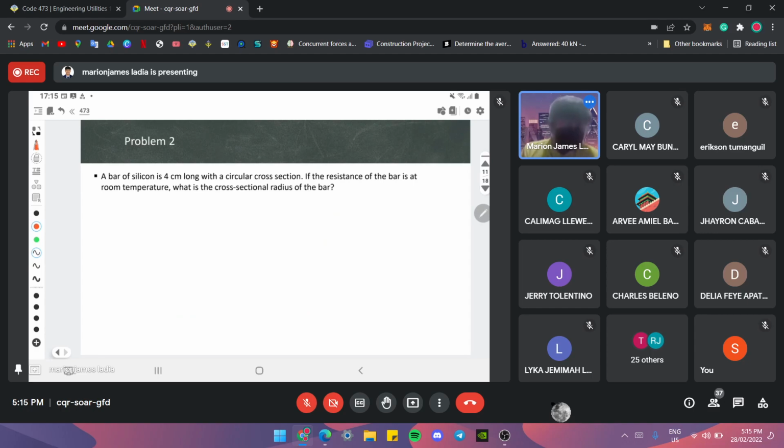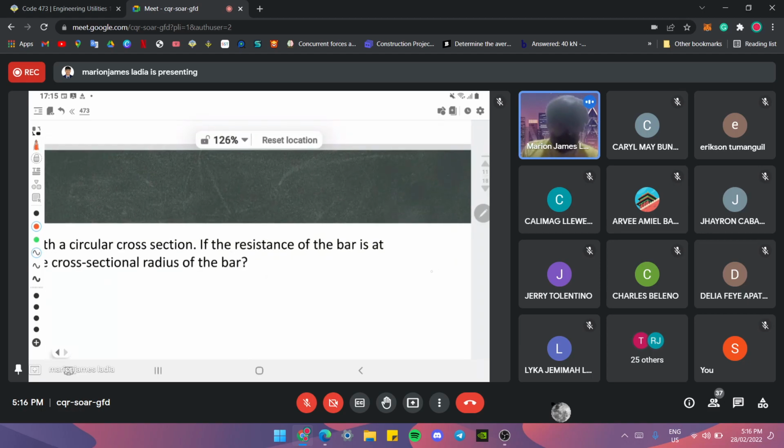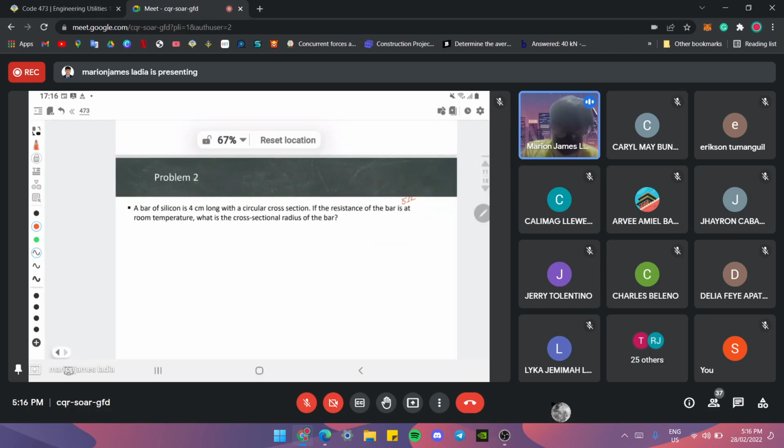So problem number 2. A bar of silicon is 4 centimeters long with circular cross section. If the resistance of the bar is blank at room temperature, what is the cross-sectional radius of the bar? Okay, this is the problem where I forgot to put the resistance. So when this happens, ask me if there is an error in the problem. Let's say the resistance is 5 ohms, so that you all have the same set. If it is 5 ohms at room temperature, what is the cross-sectional radius of the bar?